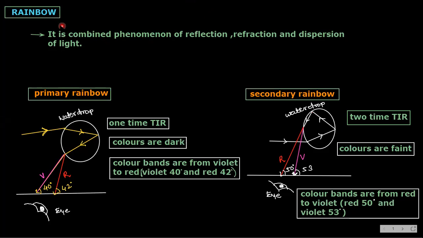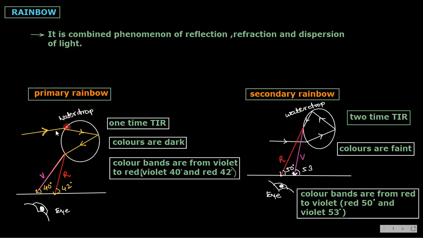So let's start. Everyone is familiar with this rainbow. Everyone has seen. So what is this rainbow? It is a combined phenomenon of reflection, refraction, and dispersion of light. Now in the rainbow, there are two types. One is primary rainbow, another is secondary rainbow. See here, I have drawn the diagram of how the primary rainbow forms.